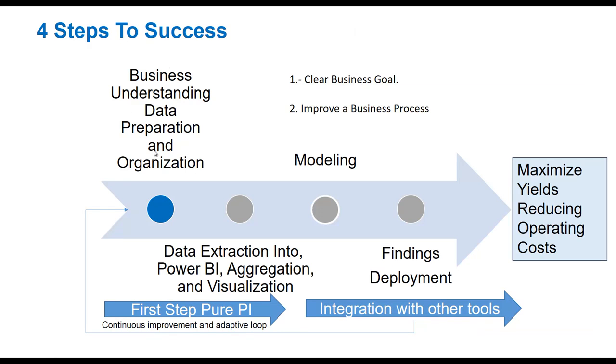So we start with a very clear business goal, and we are trying to improve a business process. This business process is how far we are from the plan or the scheduled plan that has been set up, and we compare that to the reality. So our business goal is to maximize yields and reduce operating costs. We are going to show you how this was set up so we can extract and visualize the information for analysis. When we get that extracted, we can also use the subset for modeling.